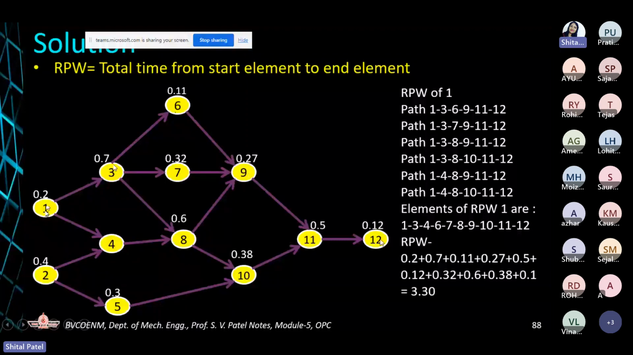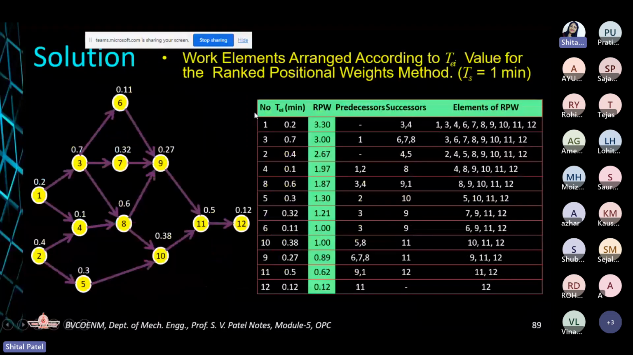If we make a summation of the processing time of all these activities, we get a total time of 3.30. We are assuming here that unless activity 1 is completed, the rest of the activities cannot proceed. So the total processing time having a weightage on activity number 1 is 3.30. Am I clear? Let's talk about activity number 2 then.